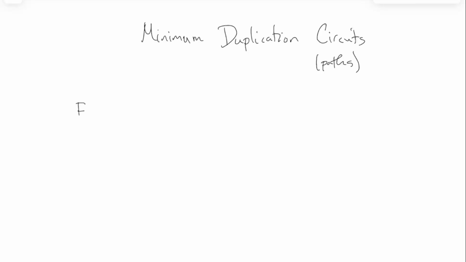So Euler circuits don't repeat any edges, right? That's the whole point of what an Euler circuit is. It covers all the edges with no repetitions. Euler circuits don't repeat any edges.